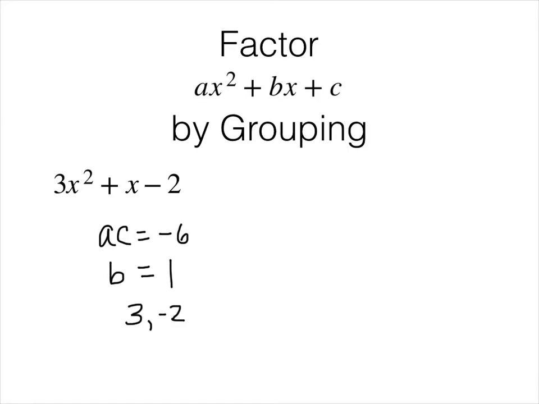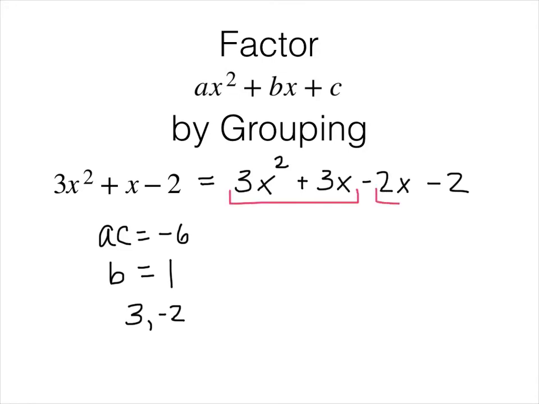So, take your trinomial, keep your 3x squared, keep your minus 2, split up that middle term, 3x minus 2x. Now do your grouping. 3x squared plus 3x and minus 2x minus 2. GCF of the first pair is still 3x. And it leaves x plus 1. Now again, I have to end up with x plus 1 here for this to work.